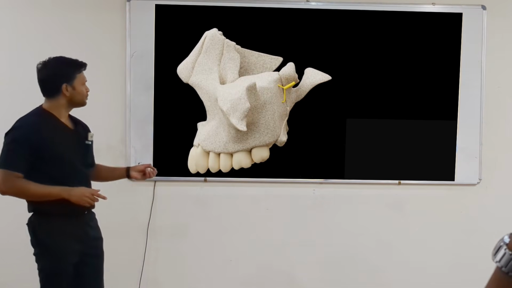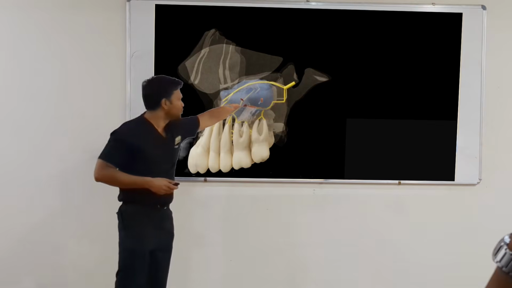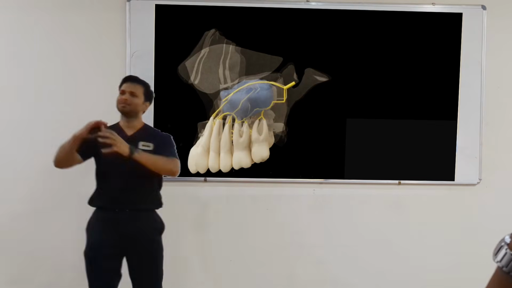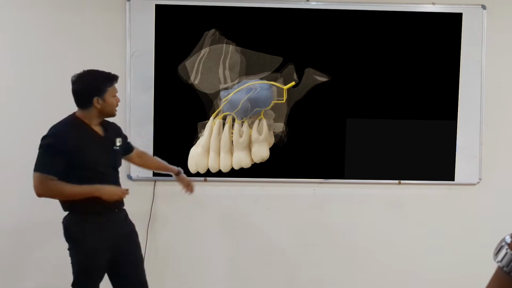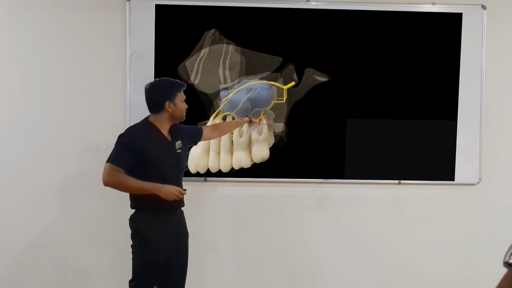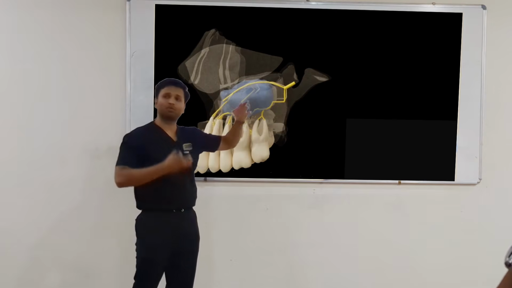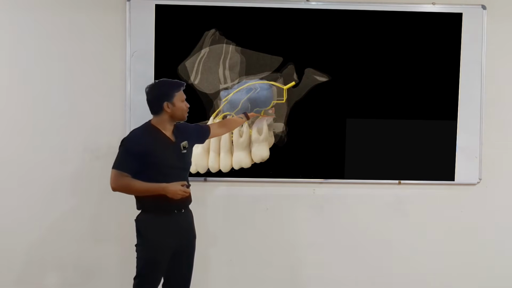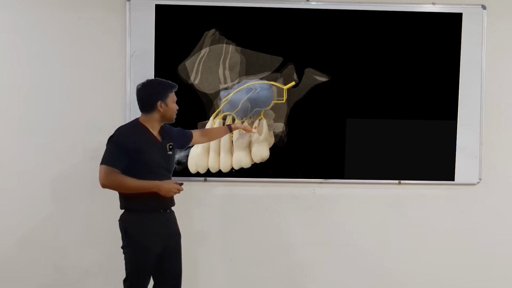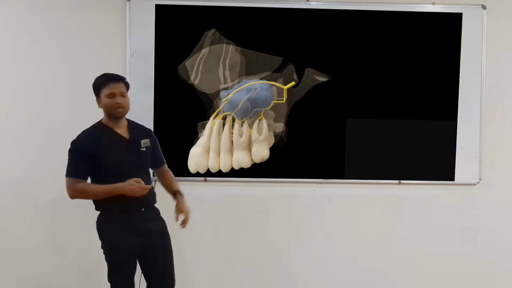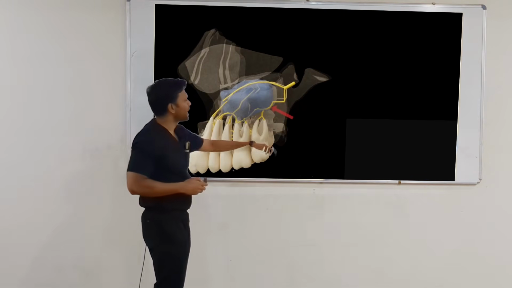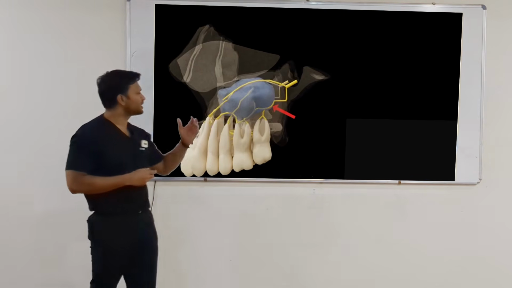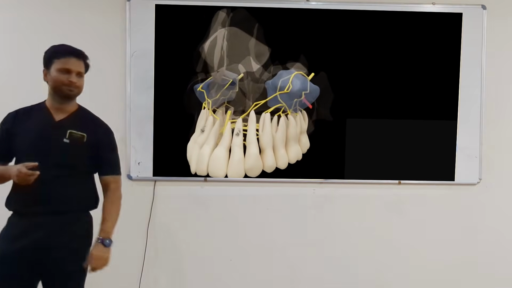So let's change the angle. So now we're going to see inside. So can you see this blue circular thing? This is the maxillary sinus. Now, maxillary nerve, so we have this nerve coming in and entering the maxilla through the posterior wall of the maxilla and entering at the posterior wall of the maxillary sinus, and it comes down and supplies the molars. Okay. So this is the posterior superior alveolar nerve. It is at the posterior surface of the maxillary sinus. Okay.